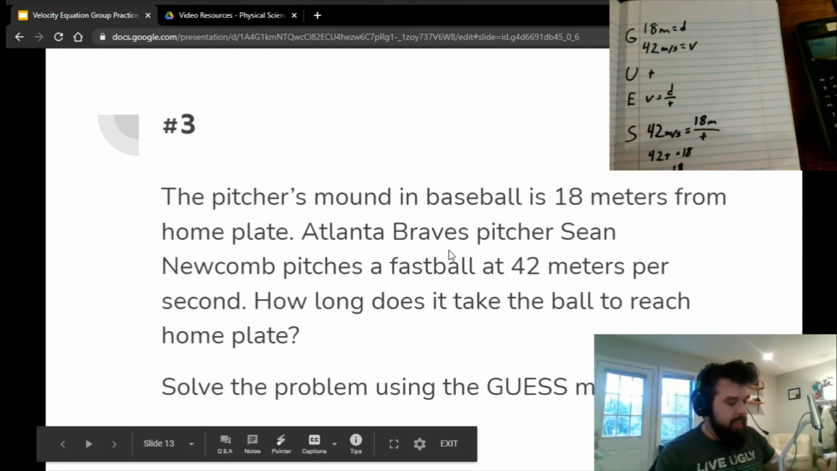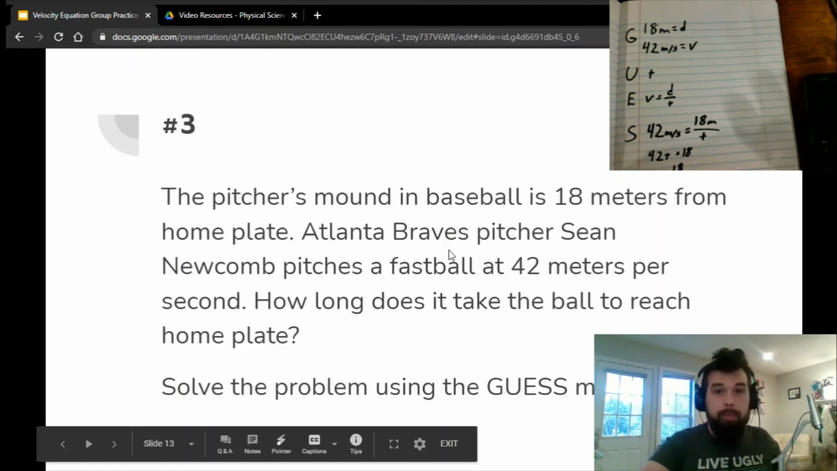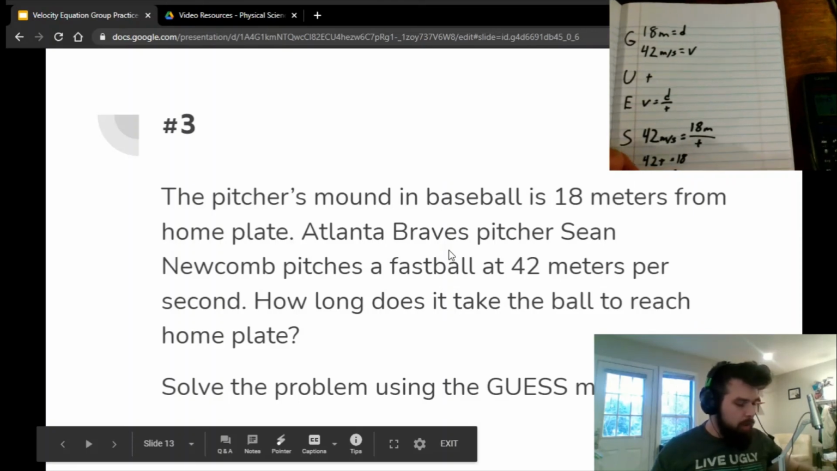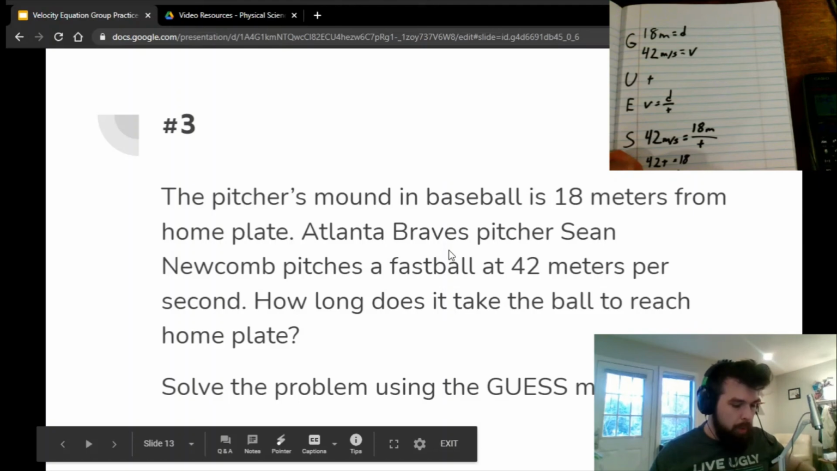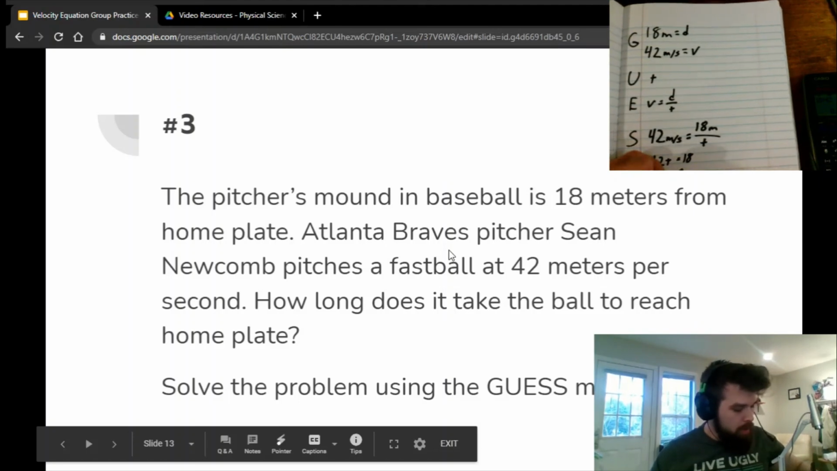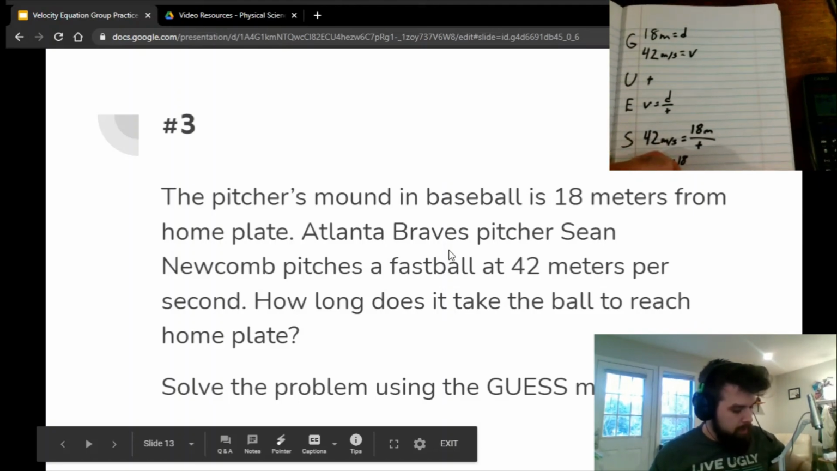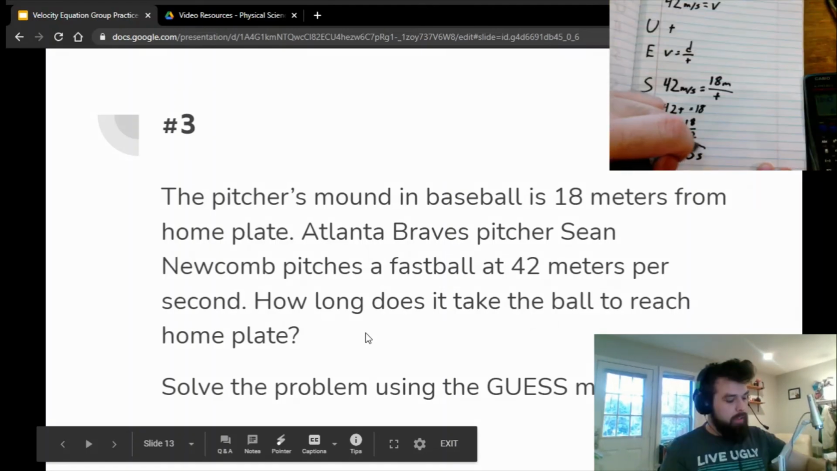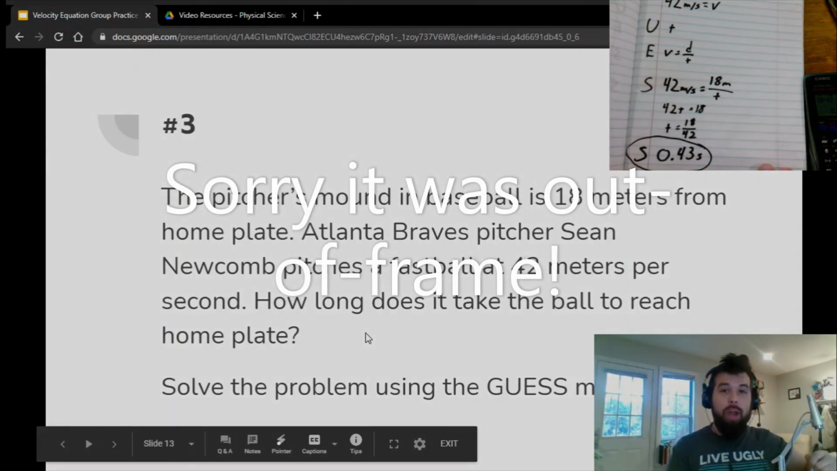Now I've got this. It's 18 divided by 42. Let's put that in our calculator. 18 divided by 42. Well, would you look at that? When we solve, our answer is 0.43 seconds. I usually go to about 2 decimal places if I have to round, which in this case I did. And there's my answer right there.